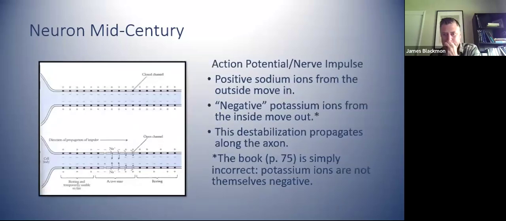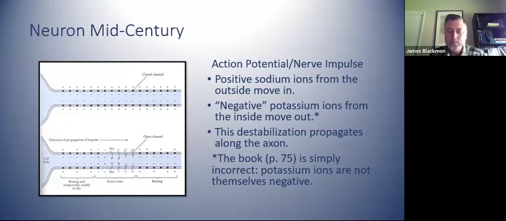Okay. Now, the book, which you're no longer required to read starting this semester, has an error on page 75, and it treats potassium ions as if they have negative charge, which they don't. But this image is still accurate. So you have a gradient. You do just have a difference of charge. And so when the neuron is in what we can call a resting state, you have positive sodium ions on the outside, and you have a more positive charge on the outside, and a relatively negative charge on the inside.